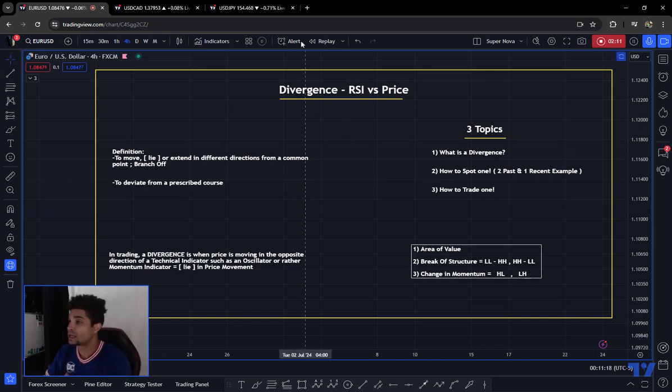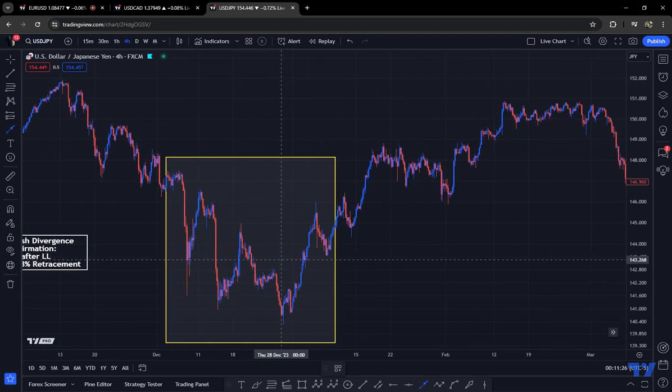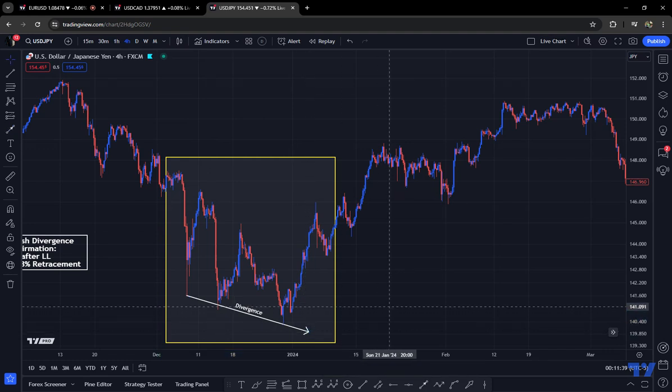Now let's hop over to example one. Here I have USDJPY on the 4-hour chart. Here you can see that price is giving us lower lows. Now if we take our tool, mark these lows here. Now we have one half of the strategy. We have price, right? Now we need the other half.